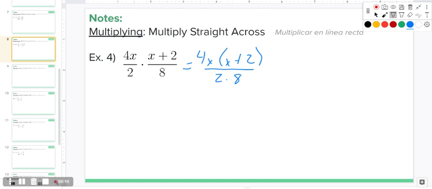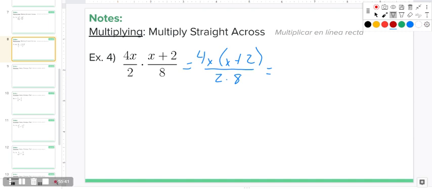Then it might be helpful here to factor out and find some cancellations first if we can. So I'm going to rewrite this again as 2 times 2 times x plus 2 divided by 2 times 8. We'll notice that we can cancel out a set of 2 here. And actually, let me back up. Sorry about that. My apologies there.